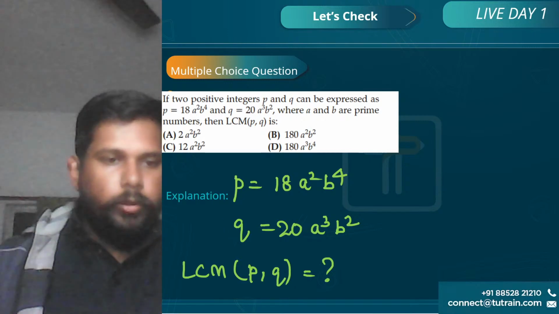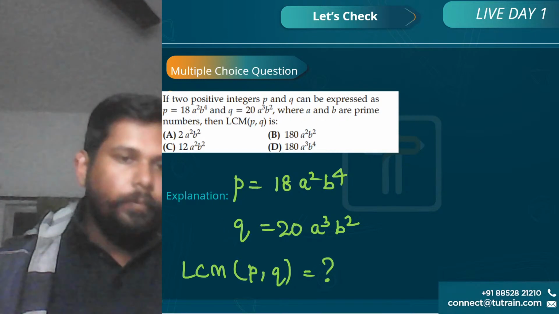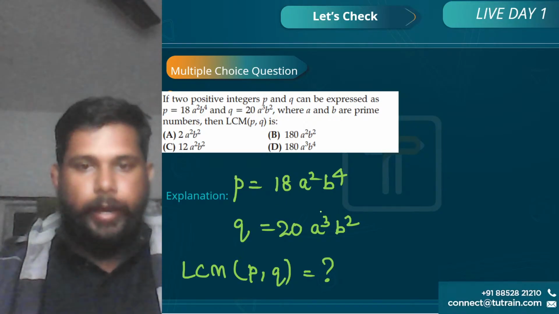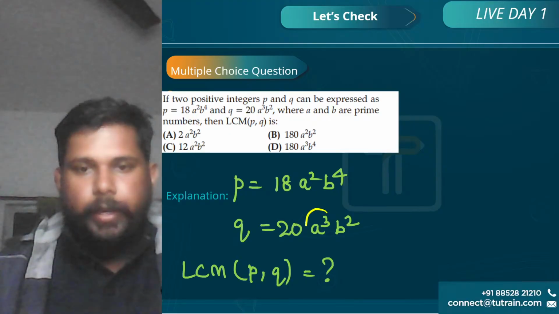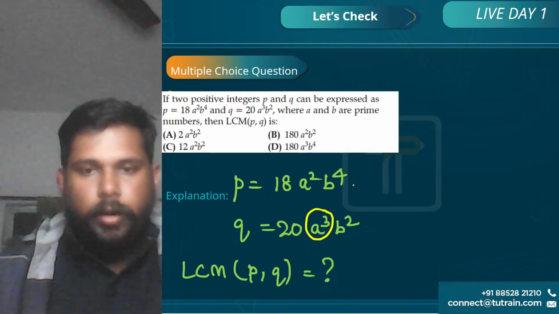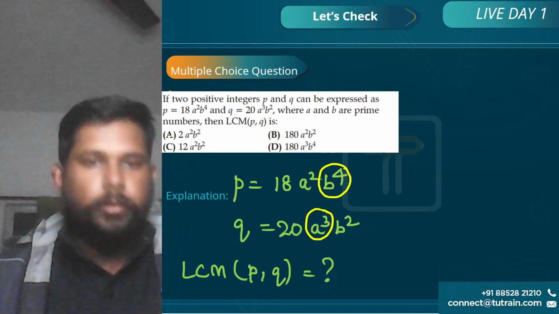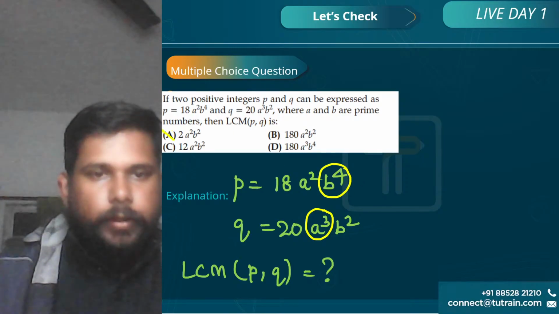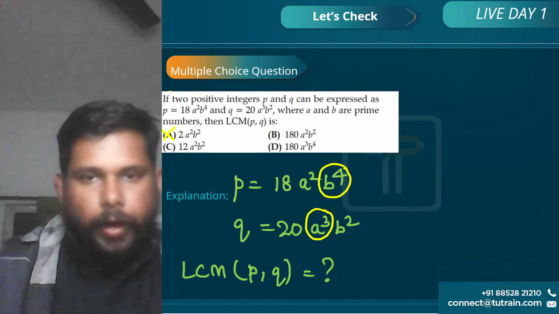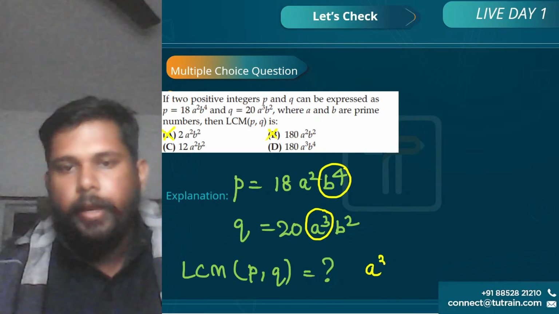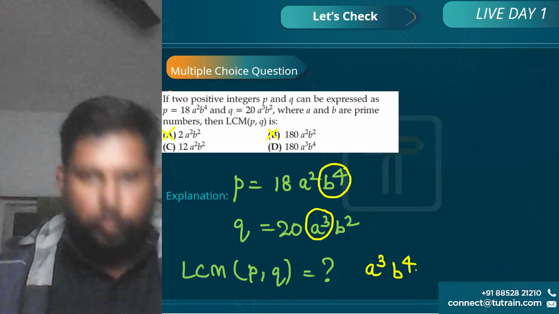Now I have told you the trick to find the LCM, so we will always check for the highest power. For a³ will be the highest power, and for b⁴ will be the highest power. So we will discard option a and option b also, right? Because it will be a³b⁴.